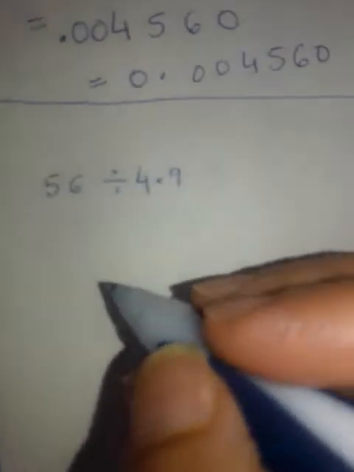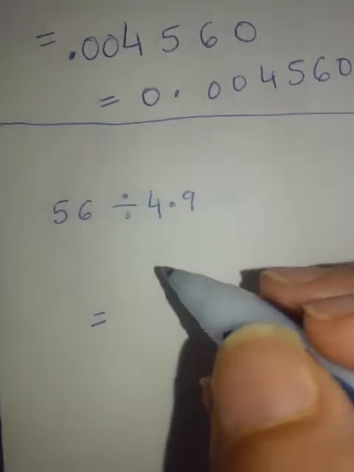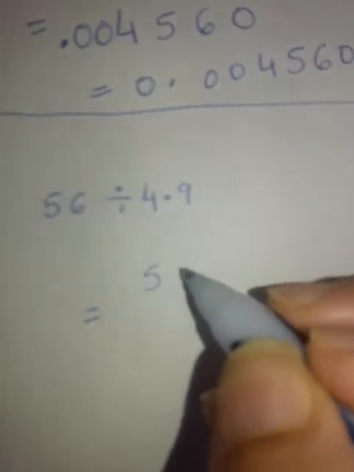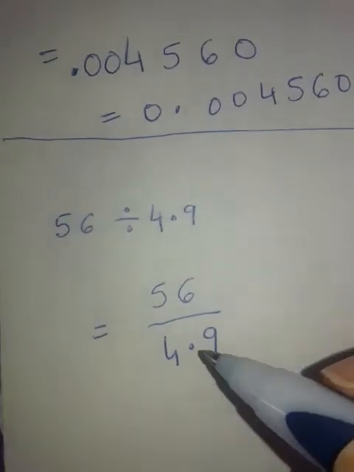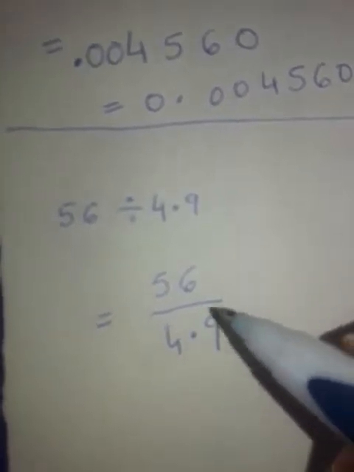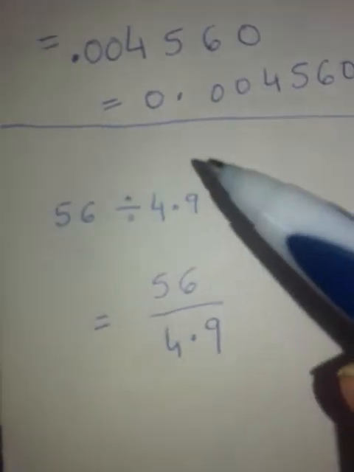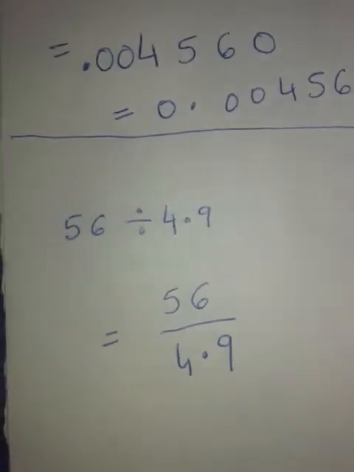Now let's learn division of decimals. Here I am dividing a whole number by a decimal. 56 divided by 4.9. So what I'll do? See, first write it down in numerator upon denominator form. This is 56 upon 4.9. Am I right? Now what you do? You need to remove this decimal point. See, always remember when you do the division, always try to remove the decimal point.